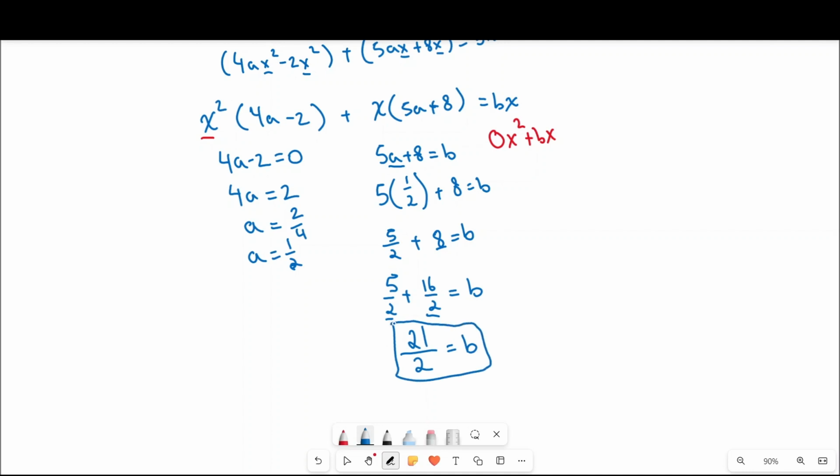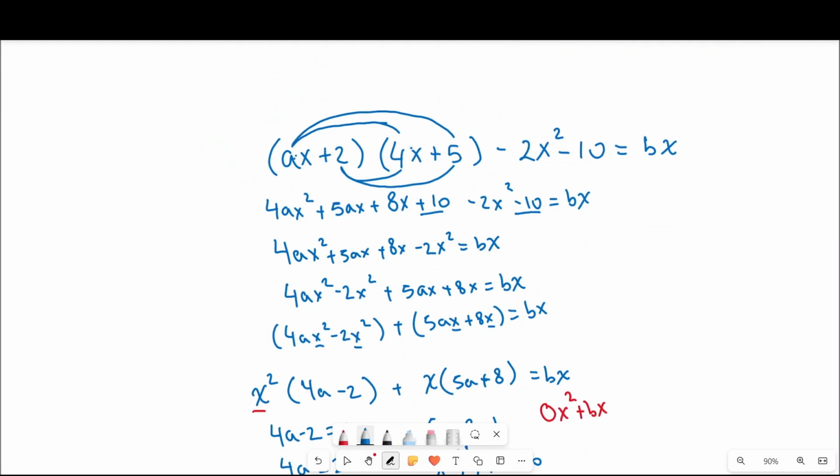And that's the final answer for the value of b from the expression (ax + 2)(4x + 5) − 2x² − 10 equals bx.